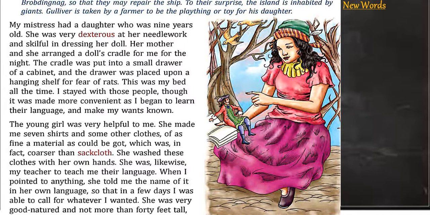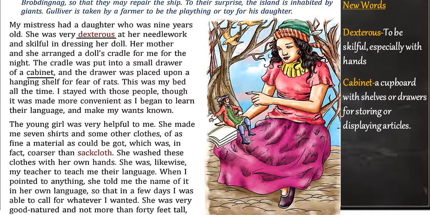This particular scene of the story begins with Gulliver describing his mistress' 9-year-old daughter as a kind and gentle girl. She was very dexterous at her needlework. Dexterous means to be skillful, especially with hands. The farmer's daughter was very skillful at her needlework, and not only that, she was also very skillful in dressing her doll. The farmer's daughter had a doll's cradle that became Gulliver's permanent bed. The cradle was put into a small drawer of a cabinet. Cabinet means a cupboard with shelves or drawers for storing or displaying articles. She placed the cradle inside a drawer to keep Gulliver safe from the rats. Gulliver stayed with the farmer's family, and staying with them became more convenient for him, as he learned their language and started making his wants known to them.